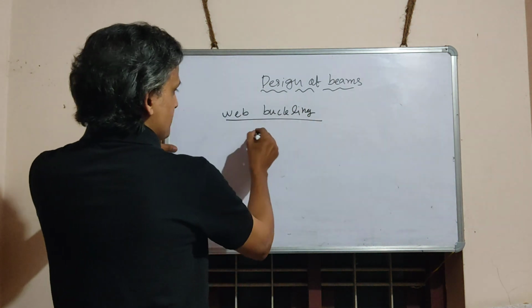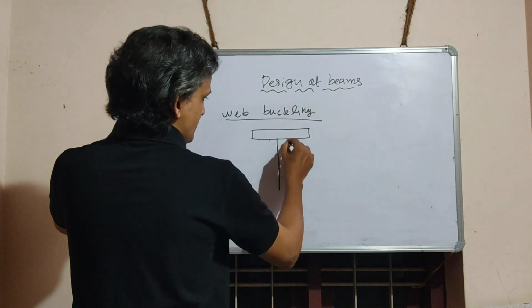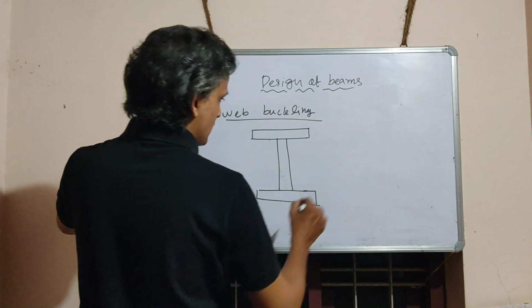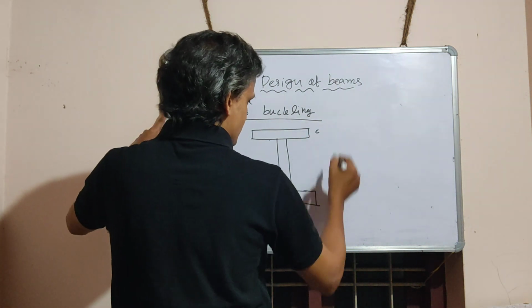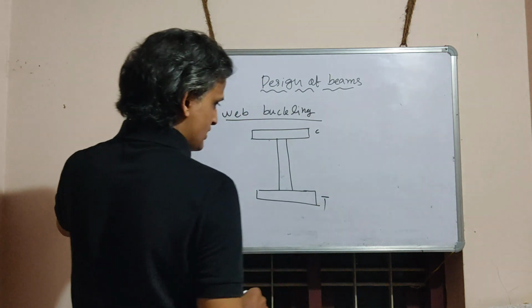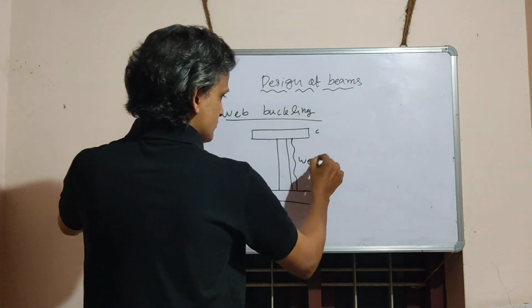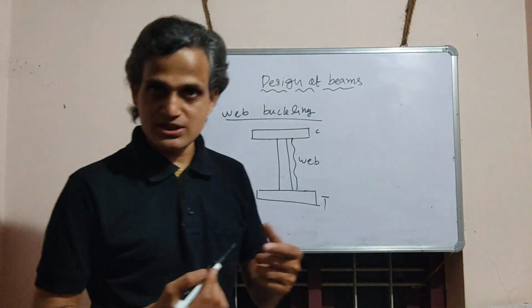As I said earlier, consider an I section which is having two flanges, one at top and one at bottom. The top flange, let it be the compression flange, and the bottom flange tension. In between there is a web. The depth of web is usually very high compared to its thickness.